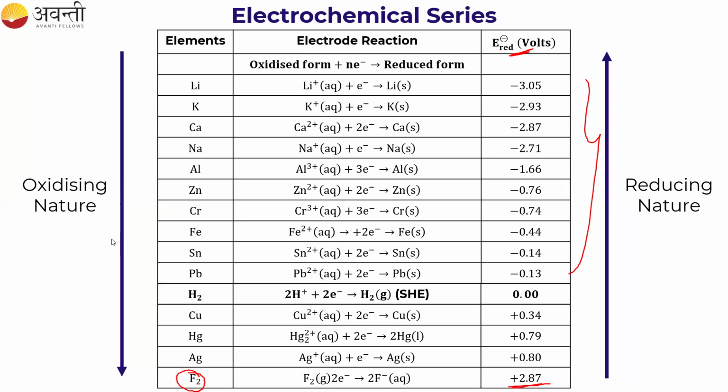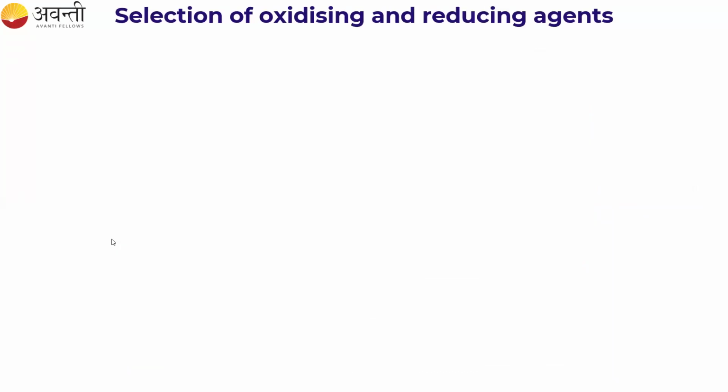Okay. So now let's move on to the next slide, which talks about the selection of oxidizing and reducing agents. So how to select a good oxidizing and good reducing agent. To understand this, let's take two reactions. Here in the first reaction, Ag plus ion is gaining one electron and it is getting converted to Ag, and for Cr3 plus, 3 electrons are required to get converted to Cr, chromium metal.